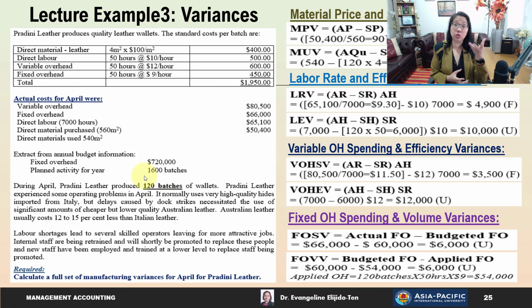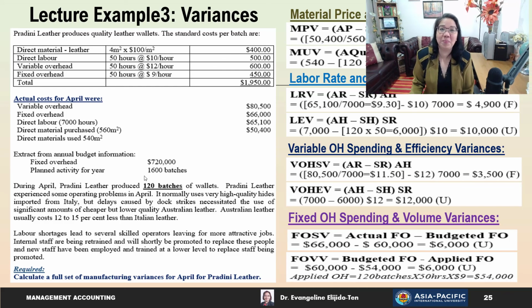So if we are going to produce 1,600 batches per year, divide it by 12 months because we're only comparing it to 1 month, then per month the planned activity should be at least 133 or 134 batches. But we only have 120 batches actual for April. Therefore, the actual volume is lower than the budgeted volume. And as a result, we have an unfavorable volume variance. All right, well, this is it for standard costing and flexible budgeting.